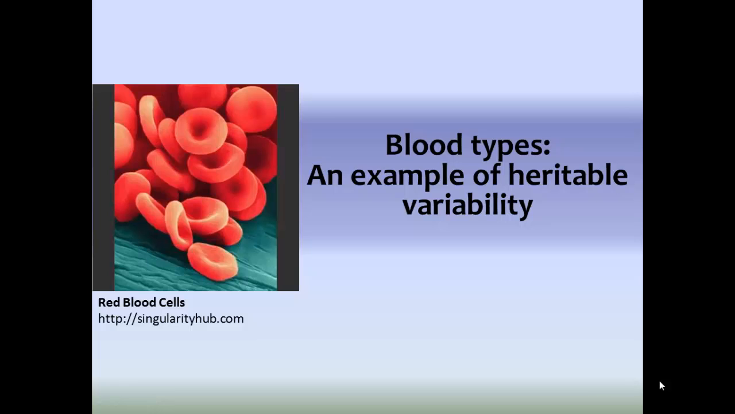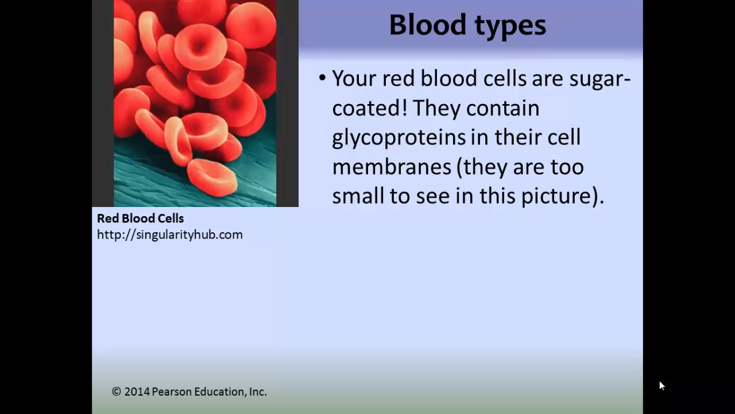In this video, I'm going to talk a little bit about the molecular basis for blood types, which is a great example of heritable variability in humans.